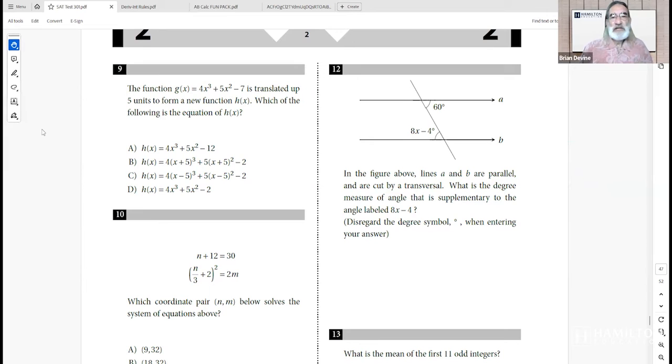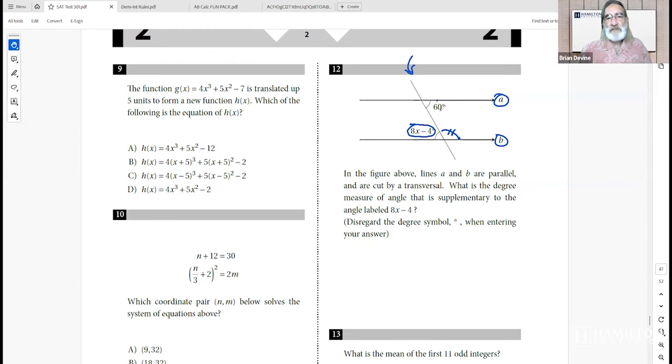Question 12. In question 12, the figure above has two parallel lines, A and B, cut by a transversal, which is a line that goes across both of them. I want to know the degree measure of the angle that's supplementary to the one labeled 8x minus 4, which is going to be this one right here. It's going to add to 180.